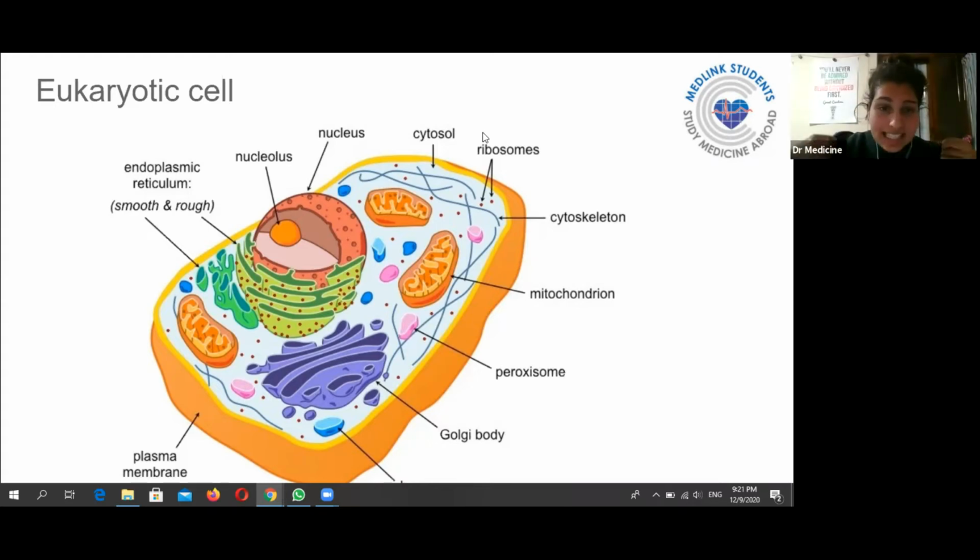And also, as Aditi mentioned, rough endoplasmic reticulum, they have these ribosomes attached. And we know ribosomes, they are the site of protein synthesis. And for the smooth, they lack. There are no ribosomes. There is the absence of ribosomes. And does anyone know the function of the smooth endoplasmic reticulum? What is the main function of the smooth?